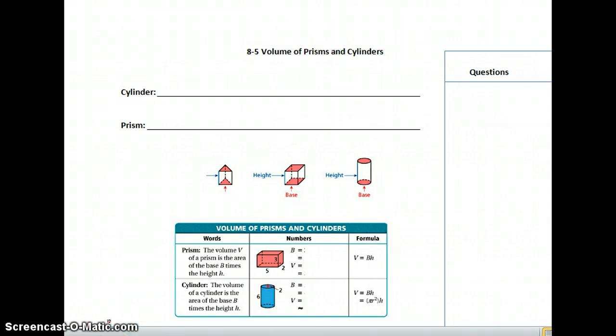In 8-5, we talk about volume of prisms and cylinders. Remember that there's the question bar on the side of your page, so anytime you have any questions, feel free to just write those down, and we'll discuss any of them in class that you may need answered.